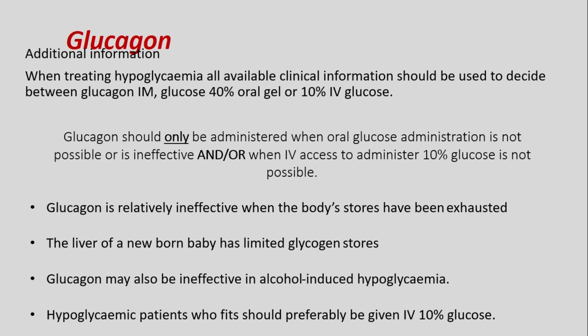Glucagon is relatively ineffective in the very young, older people, undernourished patients, or those with hepatic disease, and those who have alcohol-induced hypoglycemia. If patients are having hypoglycemic seizures, then glucose 10% should be the first line of treatment. So we can see how when treating the hypoglycemic patient, it is vitally important to use all available clinical information to help decide between glucagon, glucose 40% gel, and glucose 10% intravenous infusion.